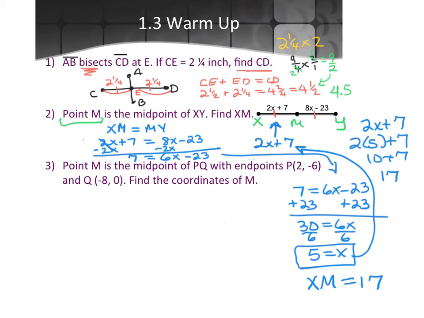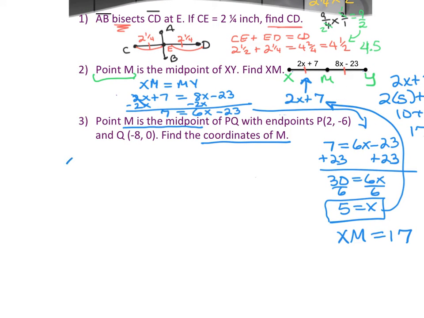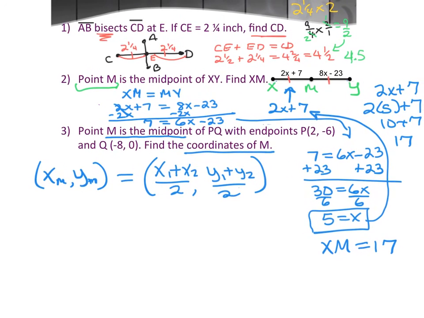The next question is asking me to find the coordinates of M, and M is the midpoint. So I'm going to be using the midpoint formula for number 3. Recall that x of the midpoint, y of the midpoint. Remember, the midpoint is a coordinate, and you can find that by doing x1 plus x2 divided by 2, y1 plus y2 divided by 2. I'm going to go ahead and label my ordered pairs, my P and my Q, as x1, y1. That'll be P. And I'm going to label Q as x2, y2. So I'm going to plug them in. So my x1 is 2.